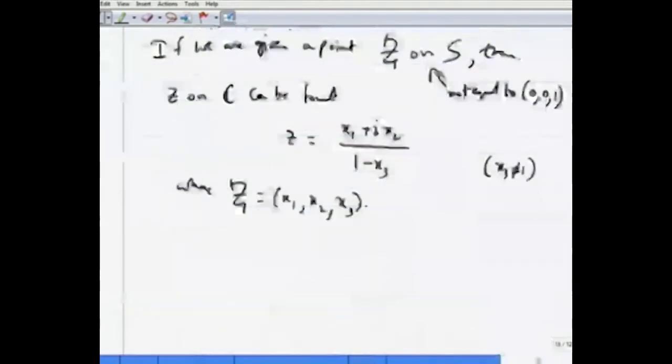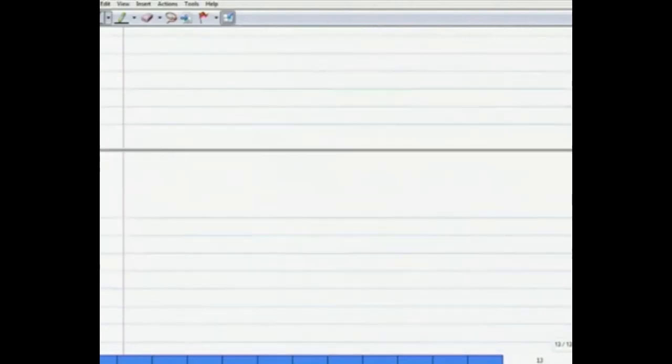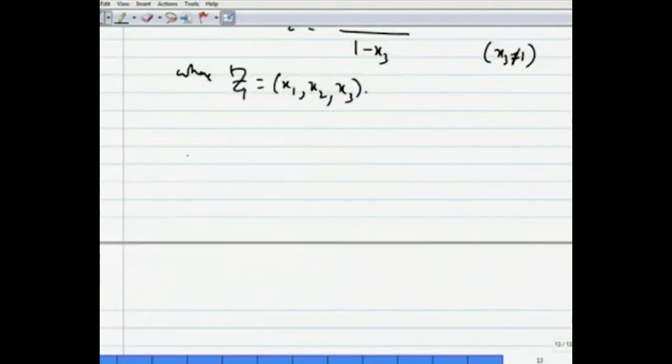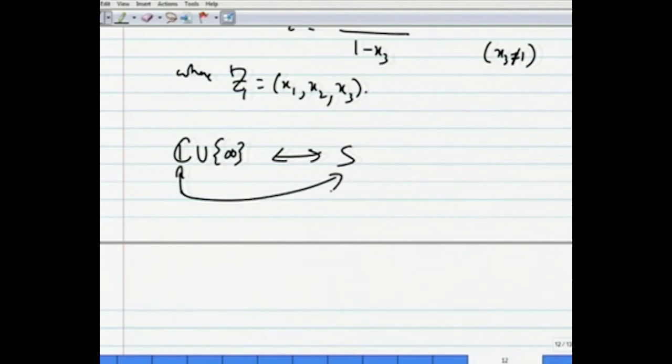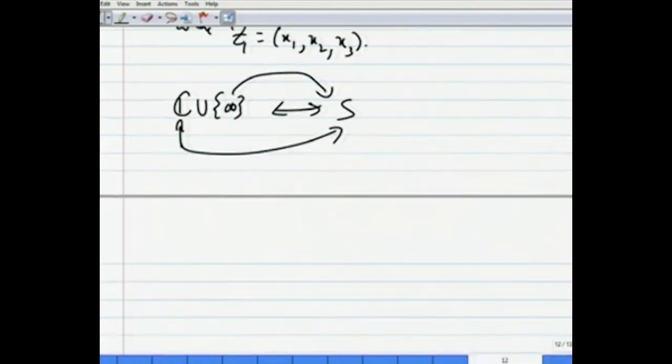And then that is the correspondence of points in C union infinity with the points in S. Points in C go to points in S which are anything but the north pole, by that straight line connecting north pole and the complex number, and the point infinity itself goes to the north pole. So that's the correspondence. And this sphere is often called the Riemann sphere, when we put some distance also on this.